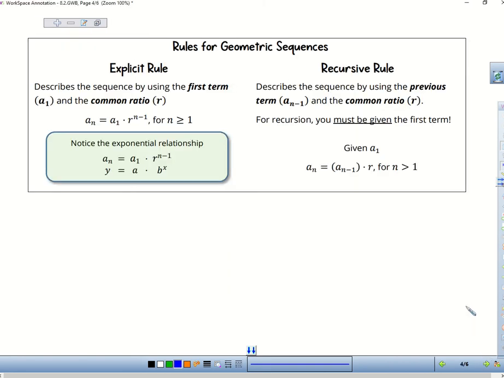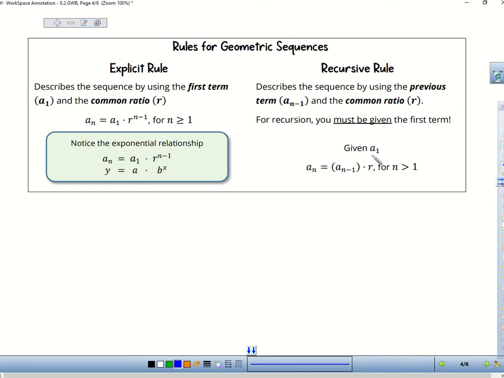So just like with arithmetic, we have an explicit and a recursive rule. And here's the formula. The main difference is that we use r instead of d, and it's multiplied instead of added. What was the second word? It was decreases by a constant factor called the common ratio.